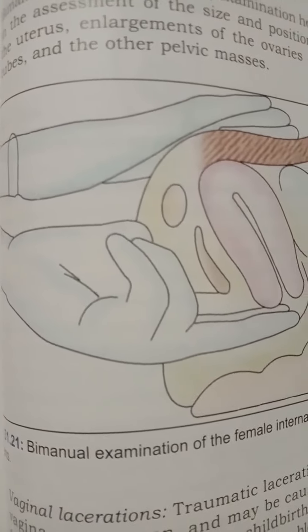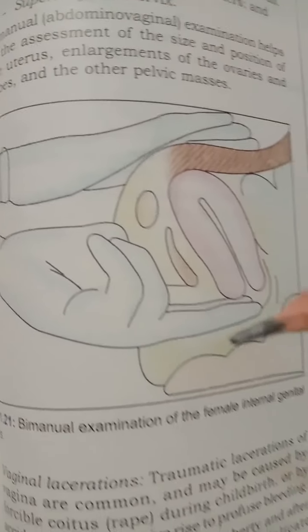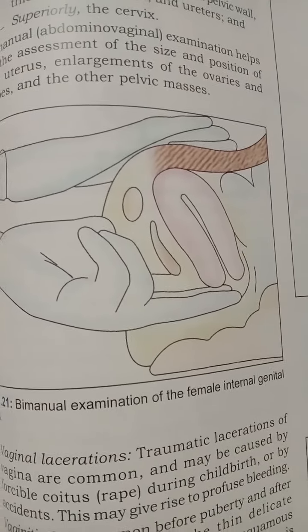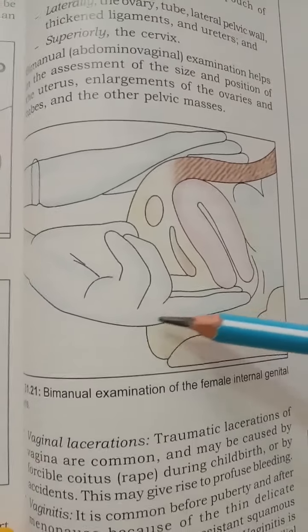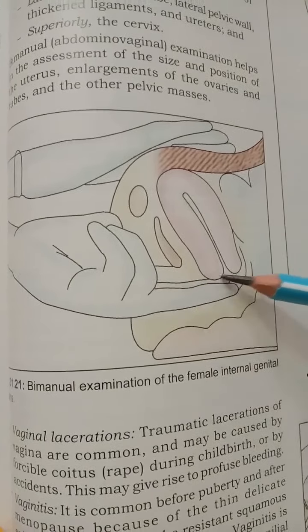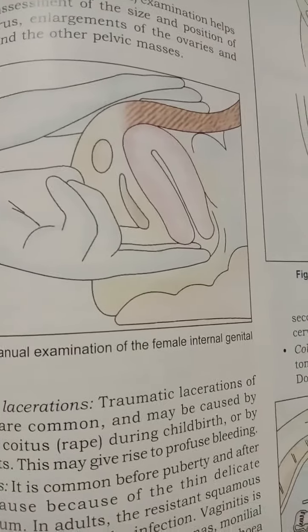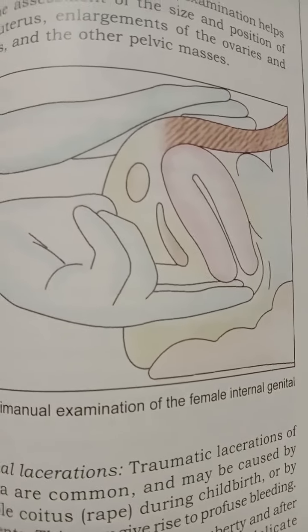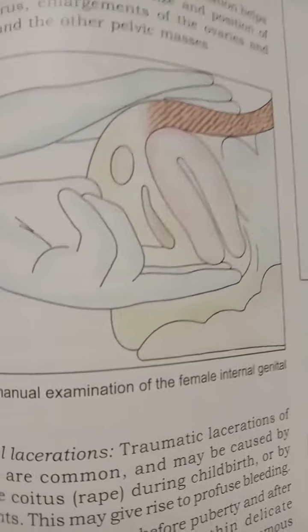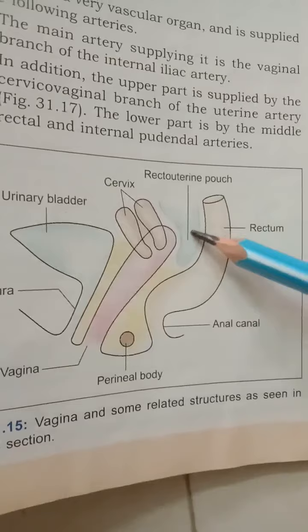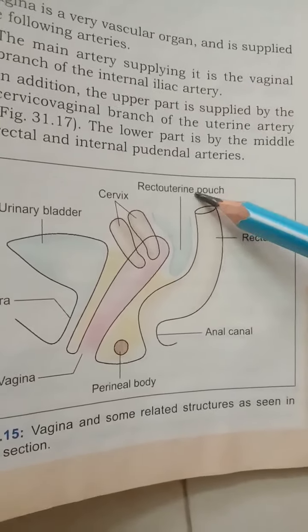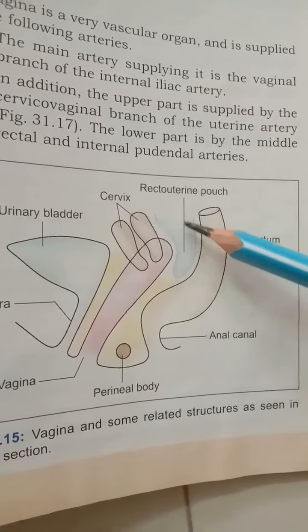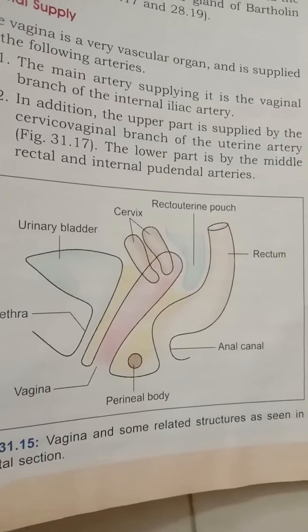The ovaries often prolapse or are displaced into the pouch of Douglas, where they can be palpated on per vaginal examination, that is the PV examination, whenever they are displaced into the pouch of Douglas. The pouch of Douglas is also called the recto-uterine pouch. From the ovarian fossa, the ovary may be displaced into the pouch of Douglas.